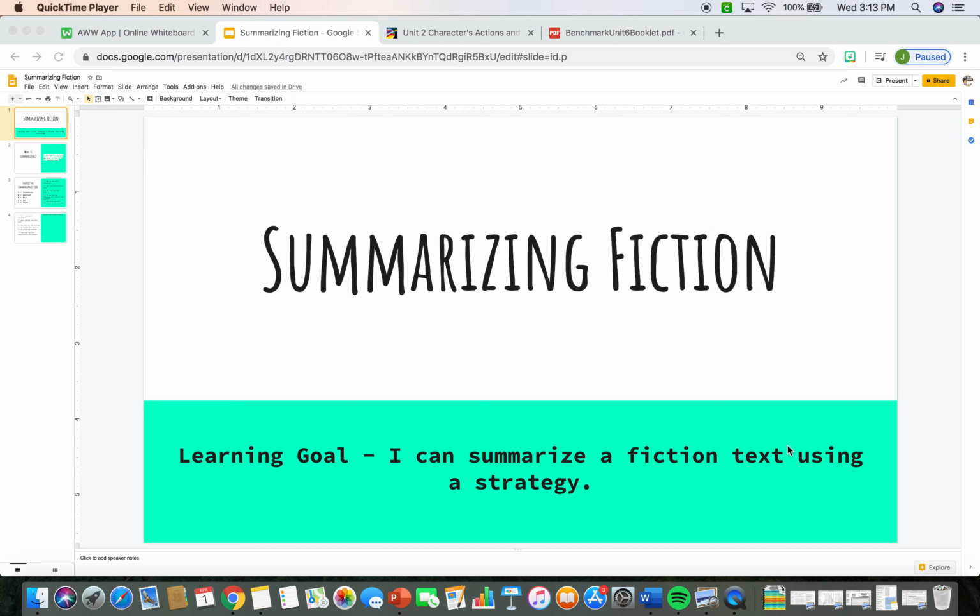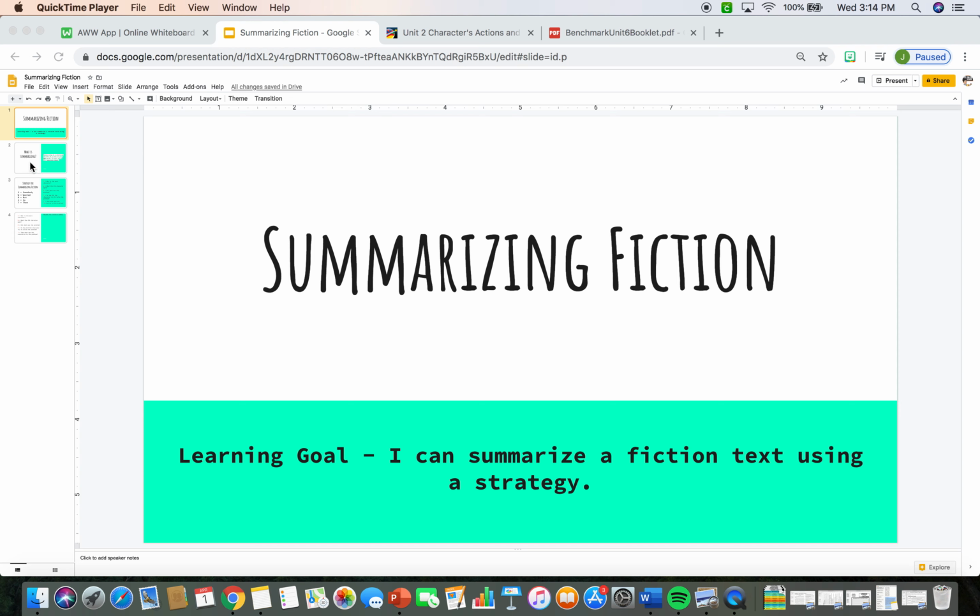All right, boys and girls, today we're going to be focusing on how to summarize a fiction text. Previously we've worked on summarizing by identifying key events and putting them in order to create a summary of events, right? Now we're going to transition and move away from that, and learn how to write a strong summary paragraph. Our learning goal today is: I can summarize a fiction text using a strategy.